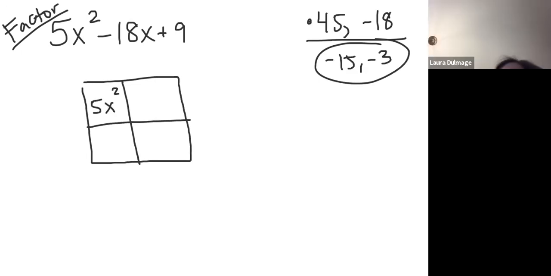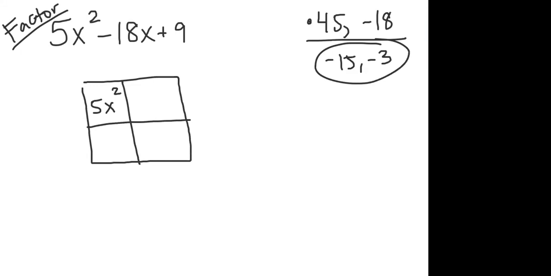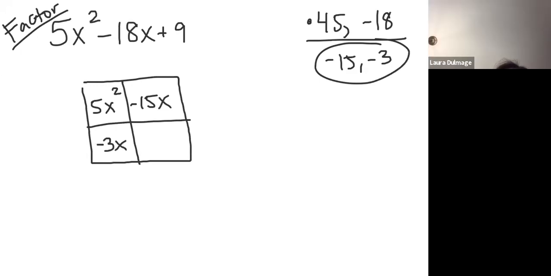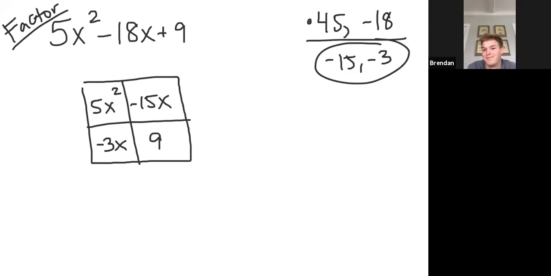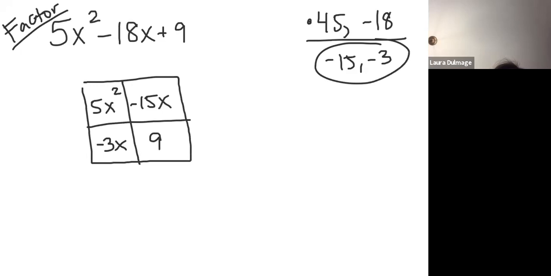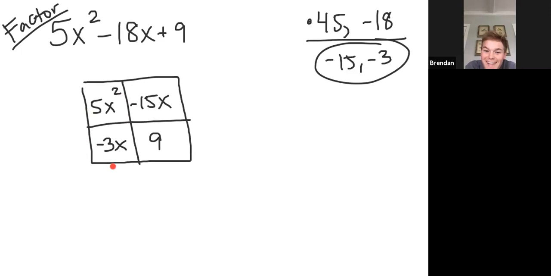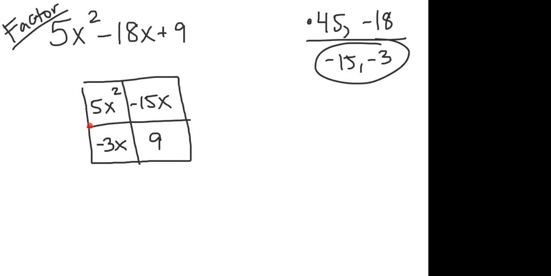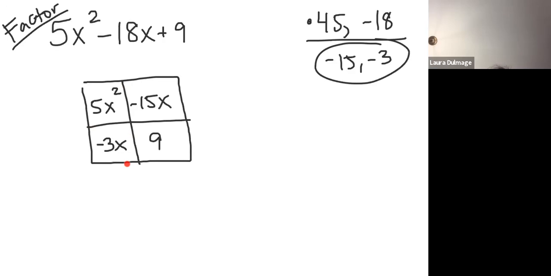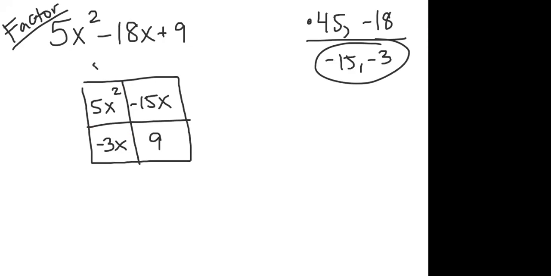Cool. Jeb, go ahead and fill in 2 other spots. For the top right, I put negative 15x. And then below 5x squared, I put negative 3x. All right, Brendan, what goes in the last spot? 9. Awesome. And then what's the GCF here going down the first column with 5x squared and minus 3x? Is that the one that's going to be on the top? Yes, what's going to go here? X. Thank you, sir.